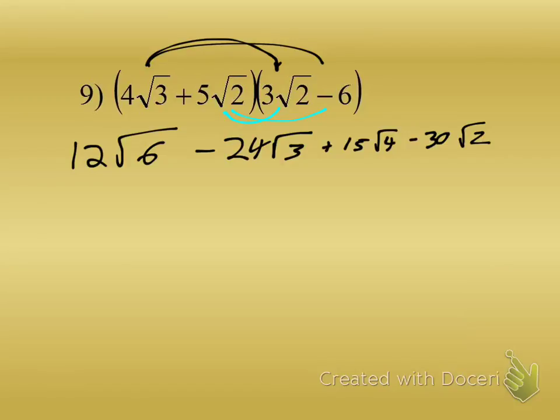But you do have a what? You got the 4 on the 15. Square root of 4 is what? 2. What's 15 times 2? 30. So you need to rewrite this whole long line.